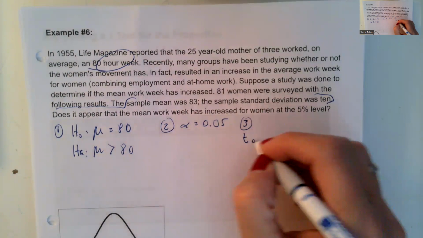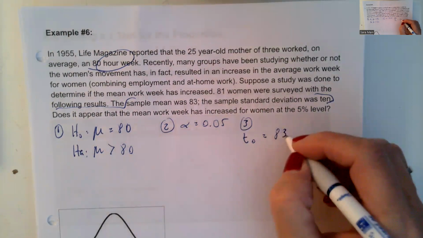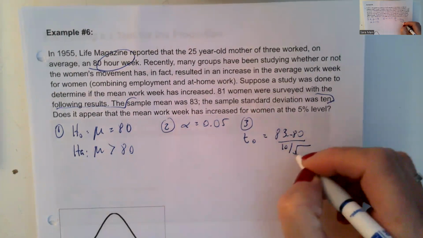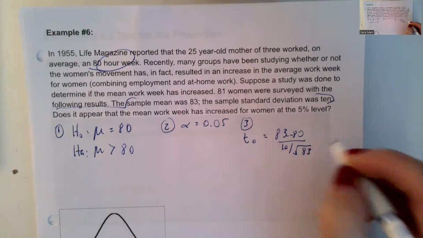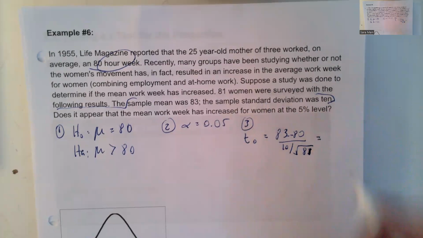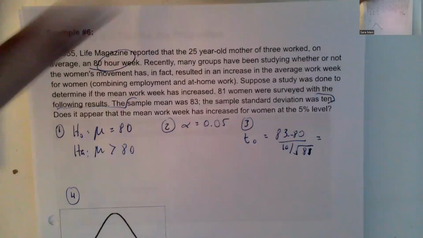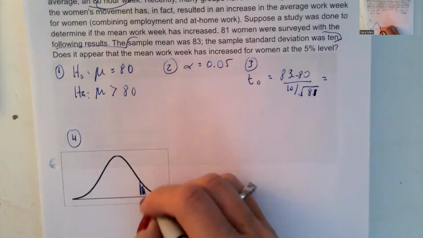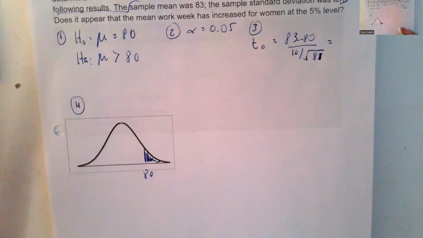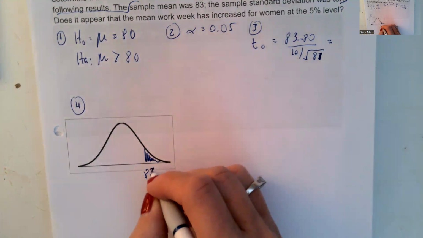And our test statistic is going to be our sample mean of 83, subtracting 80, over standard deviation of 10 divided by the square root of 81, because that's our sample size. Sorry about that. So our step 4 is our picture. Because it's a greater than, we are shading on the right. And I'm going to do the p-value method. So we're looking at the probability that it's greater than our sample mean of 83.